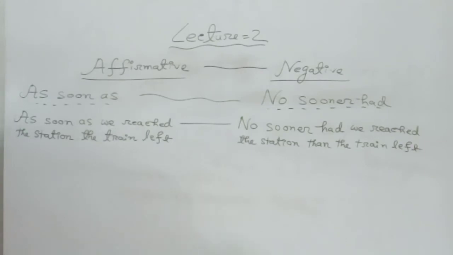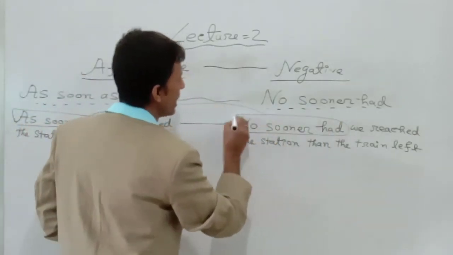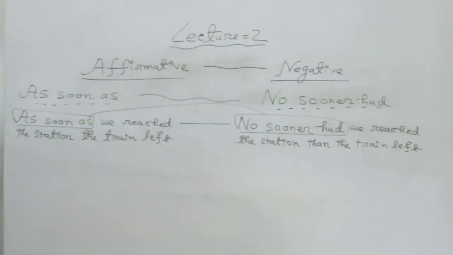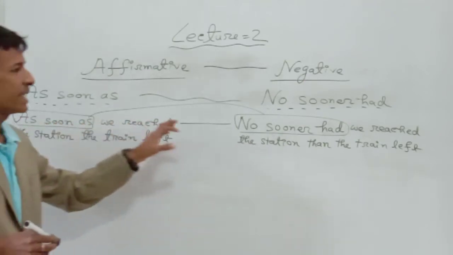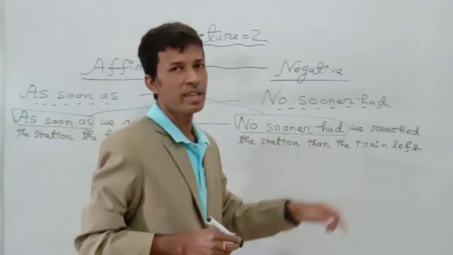Definitely, you will have to remember that as soon as is the implication to no sooner had. If the affirmative sentence is begun with as soon as, then the negative sentence will also be started by writing no sooner had.